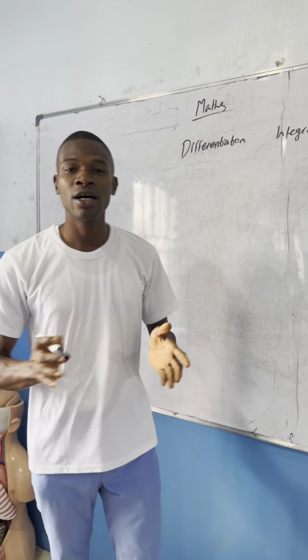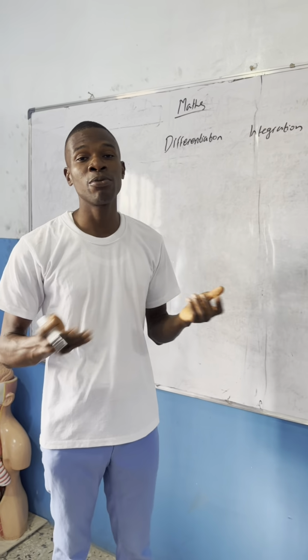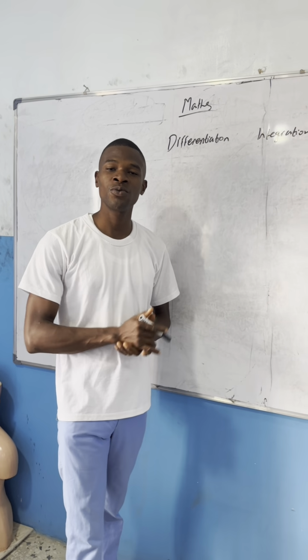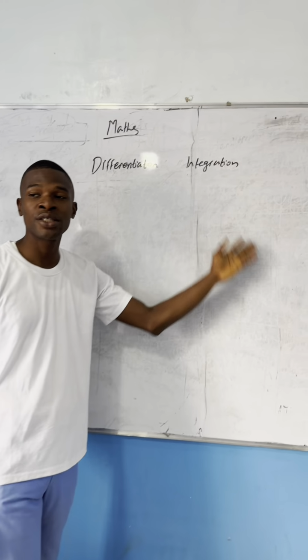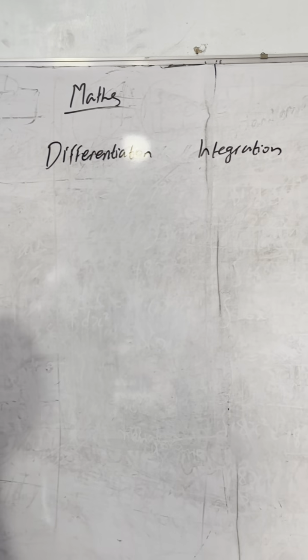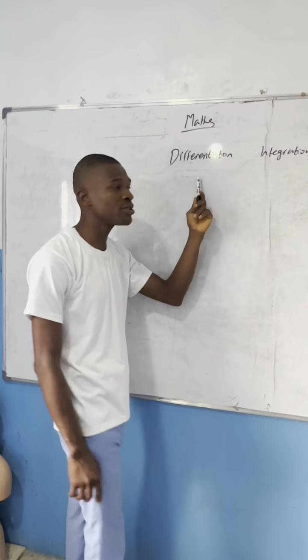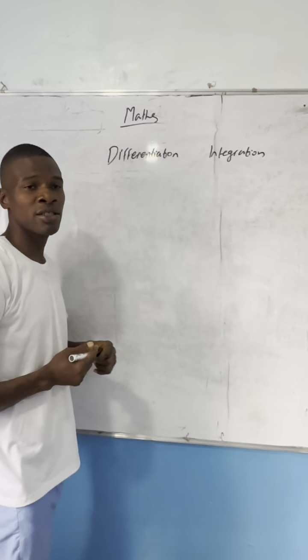Another section of the topic in further maths. Some can be further maths or mathematics. Sometimes in 100 level, we make use of differentiation and integration. Under differentiation and integration, the opposite of differentiation is integration, and the reverse of integration is differentiation. Let's see the first one.